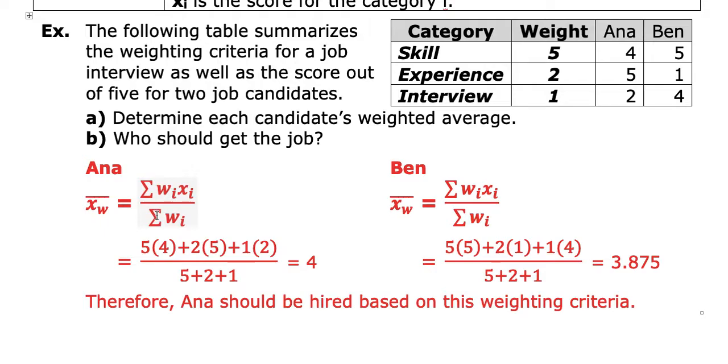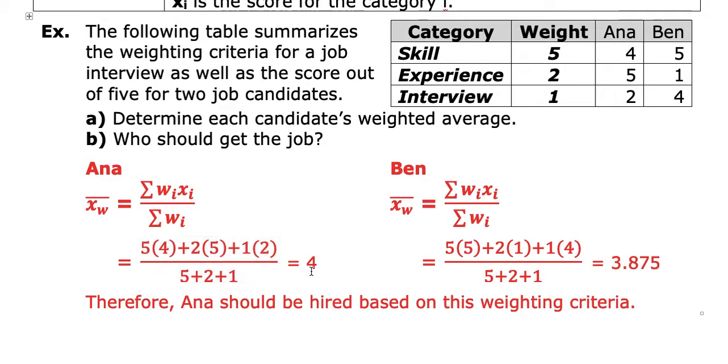And when there's no upper limit or lower limit, that just means to add all of the weights. In this case, it's 5, 2, and 1 all together. We get 4 as a weighted average. And if we were to add this together and divide by 3, that would be an unweighted average, just for reference.